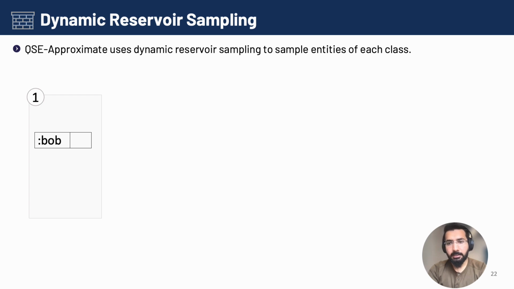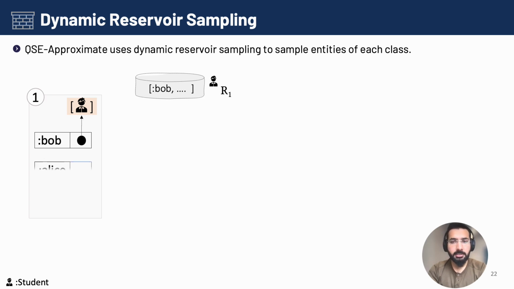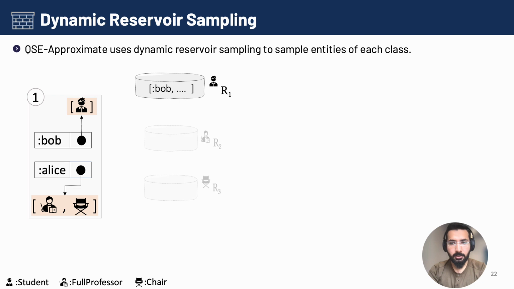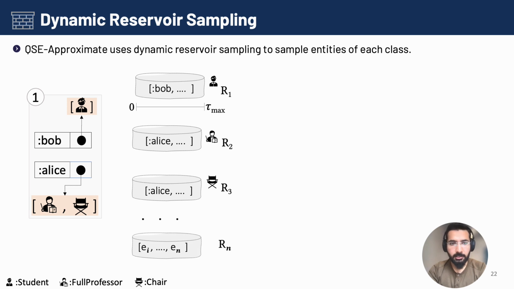When sampling entities using dynamic reservoir sampling, the algorithm creates one reservoir per type. For instance, Bob is a student, so the algorithm creates a reservoir for student and inserts Bob into it. Similarly, Alice is a professor and a chair, so the algorithm creates two reservoirs and inserts Alice into both of them. Precisely, in our approach, we have one reservoir per type.